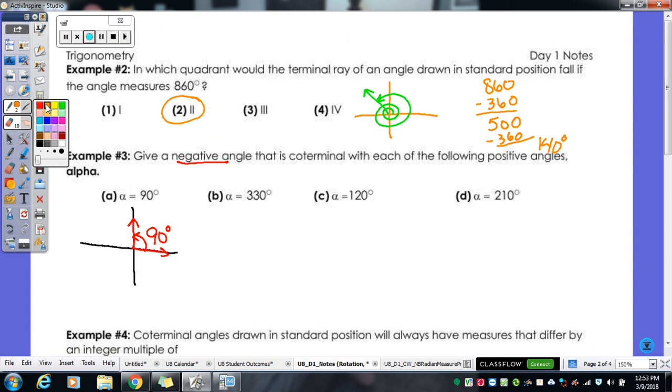So our coterminal side comes around and meets it. What would this angle measure be? Negative 270, because it goes around in the other direction. So your coterminal just basically completes the circle for you. Yep, negative 270.